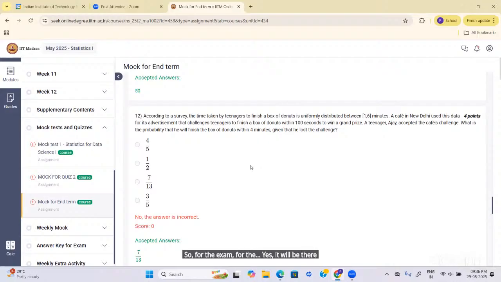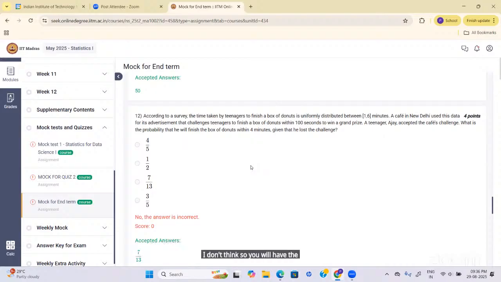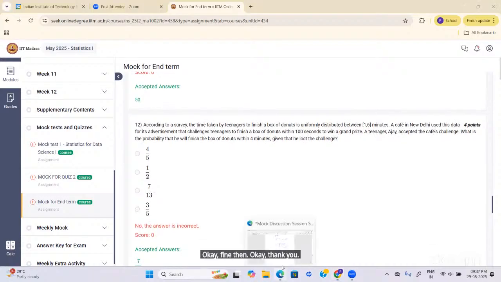Will we have access to this portal right now that we have Stats 1? Will we have access to this if we want to go back and study? I don't think so. You will have the access of the portal, but you will study there, so don't worry about that. It will be discussed there. Okay, fine then, thank you. Okay, then now we can solve the next question. Is this clear to everyone?